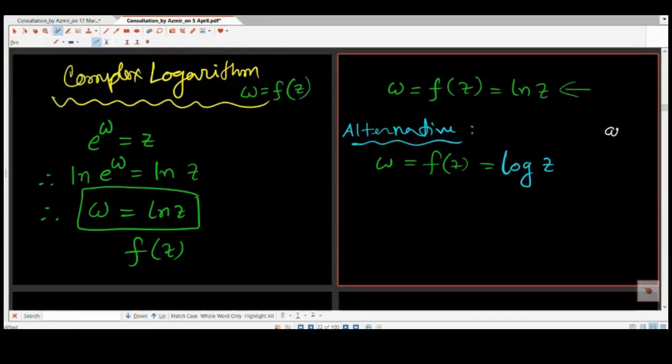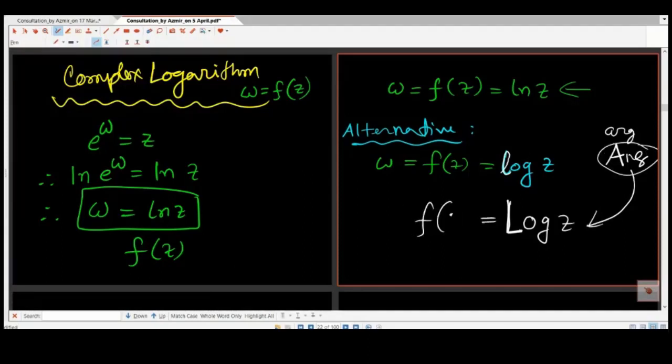Just like argument and principal argument, we can think about complex logarithm and principal complex logarithm, that is, the principal value of complex logarithm. So here we have a small letter l, here we have capital letter L. Since this is the principal value of complex logarithm, that means it is obviously coming from the principal argument. So this is also f of z.